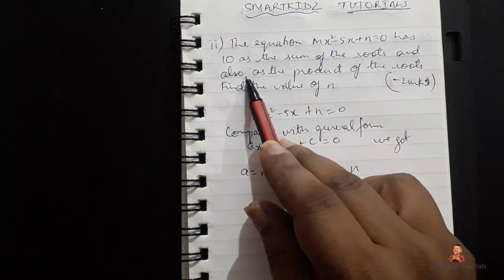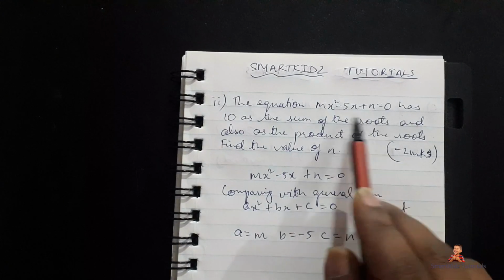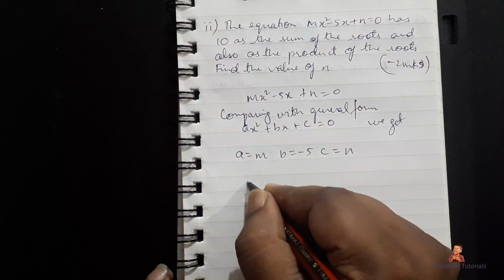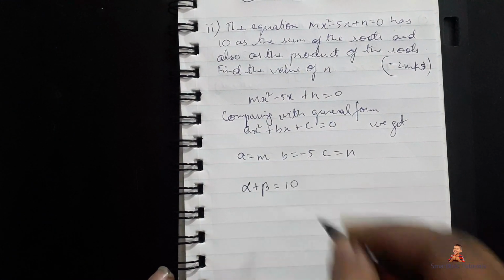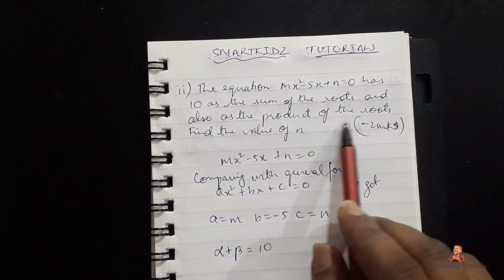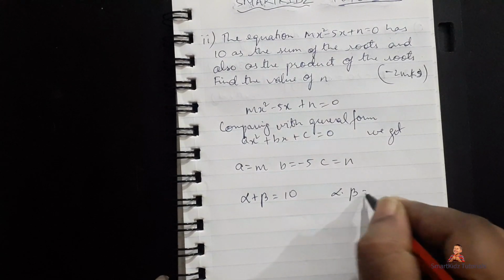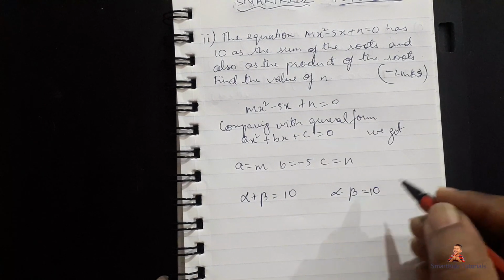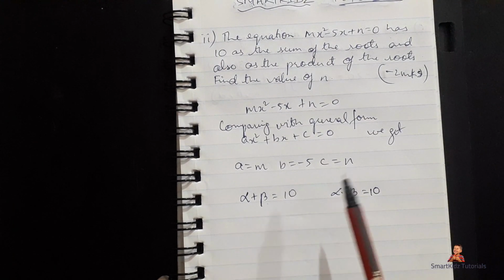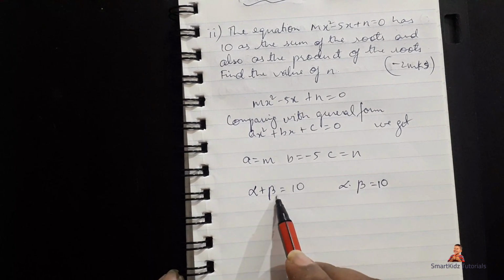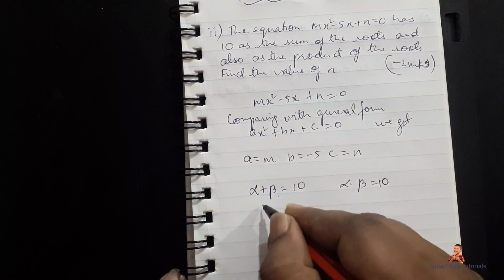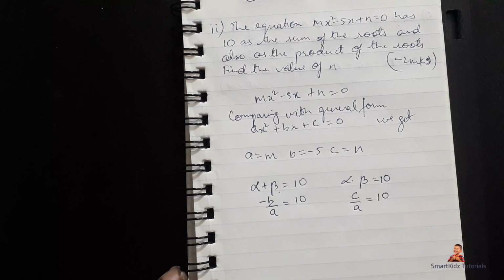Now we are told that this equation has 10 as the sum of the roots. So how do we write the sum of the roots? Sum of the roots is written as alpha plus beta. So that is equal to 10, we are given. And we are given that the product of the roots is also 10. So alpha into beta is equal to 10. These are the roots of the equation, alpha and beta. But we know alpha plus beta is equal to minus b upon a. So we write minus b upon a equal to 10, and alpha into beta is equal to c upon a, which is equal to 10 in this case.